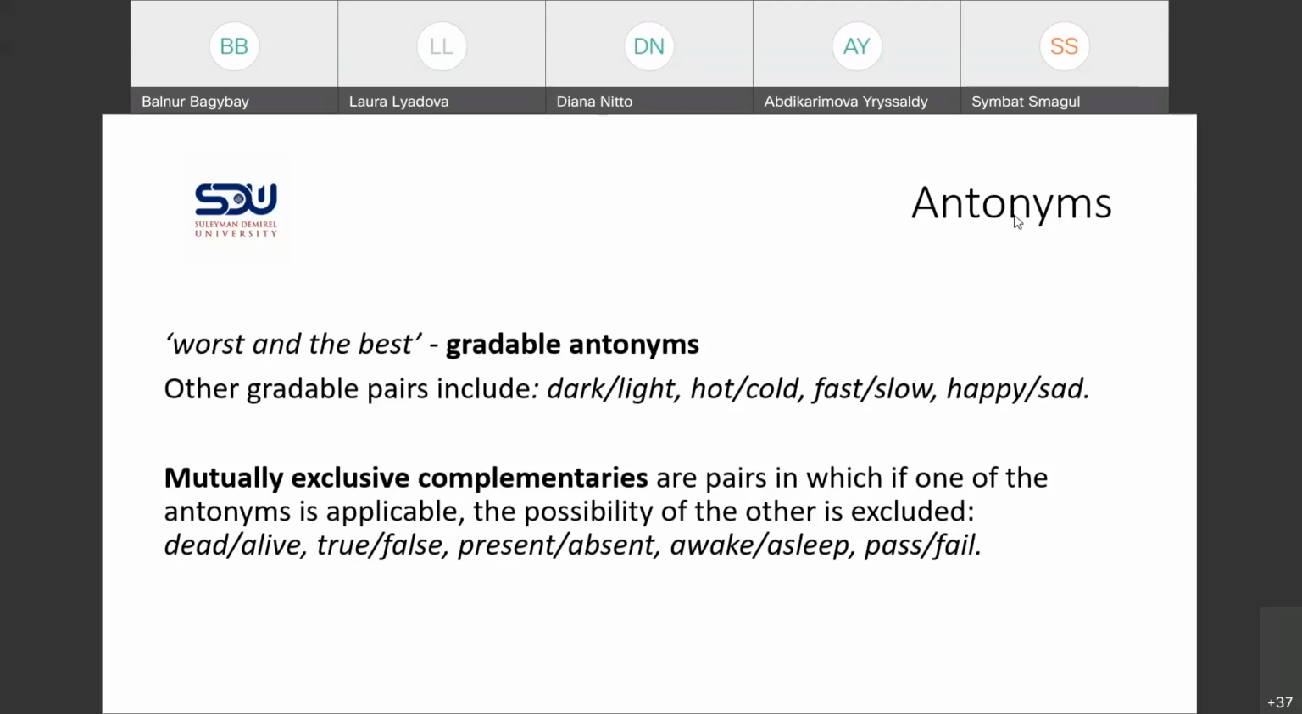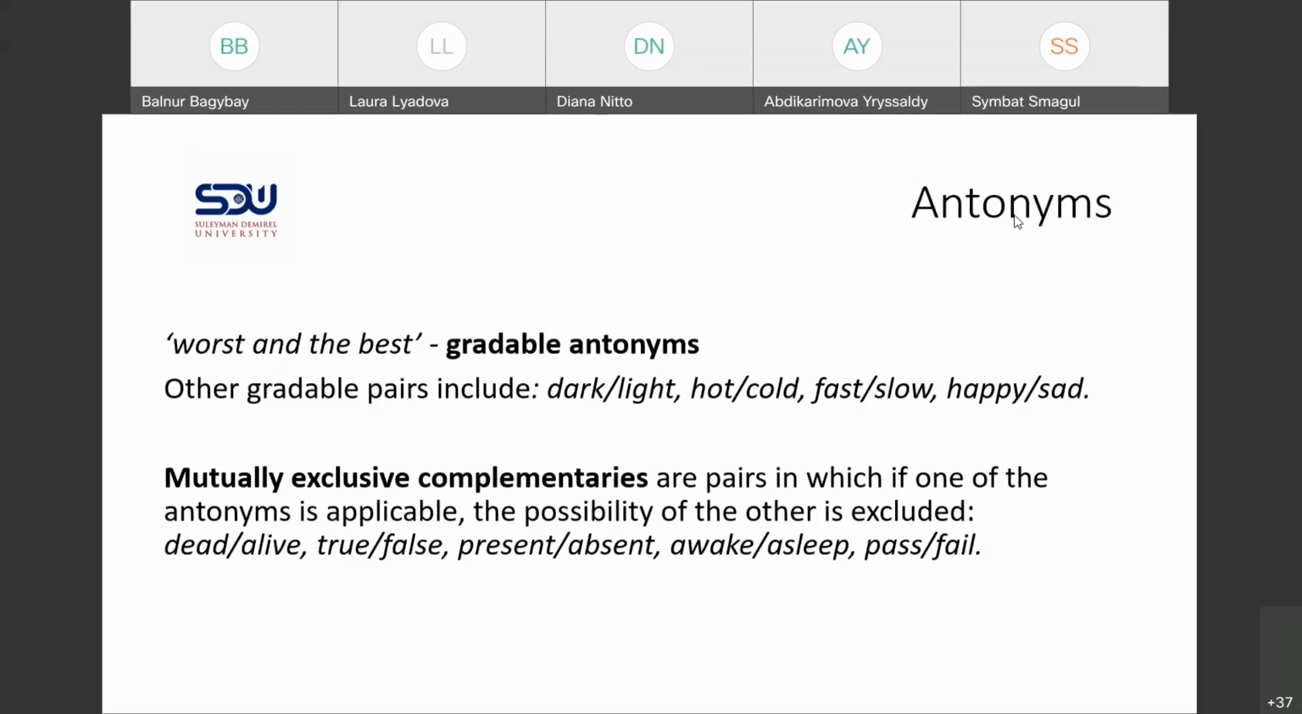I wanted to have a look at the other types of gradable antonyms. They're gradable antonyms, but they have a different form of antonymic pairing, and they are called mutually exclusive complementaries. So what are they? They are pairs in which, if one of the antonyms is applicable, the possibility of the other one is excluded.